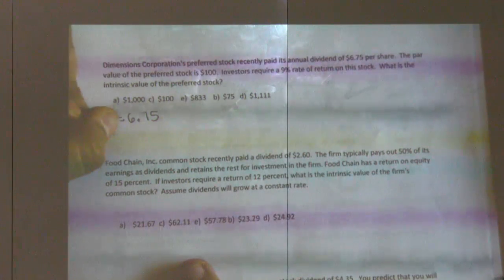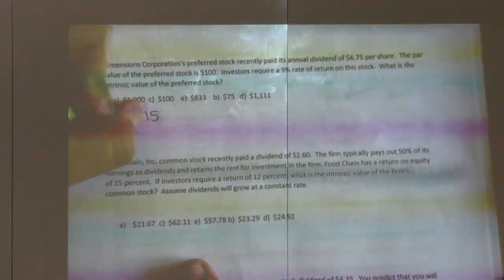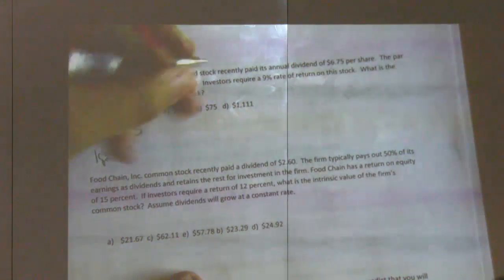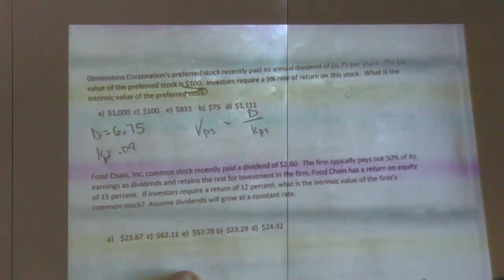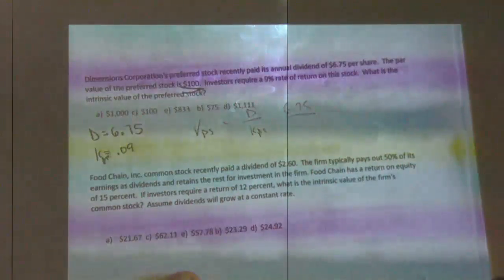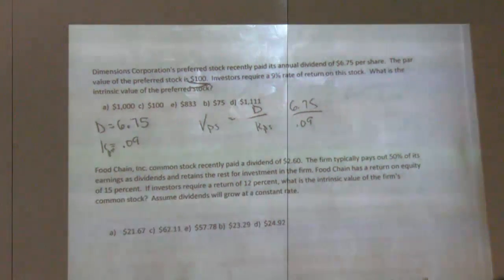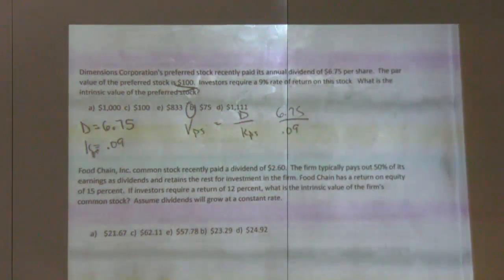So you know that your KPS equals 0.09. What is the intrinsic value of the preferred stock? Intrinsic value is going to be VPS equals your dividend over your required return. Here, your par value is there to throw you off. So here we're just doing 6.75 divided by 0.09. And then that should give you, I believe, 75. Yeah, 75. So this was pretty straightforward. It's just a quick little formula.